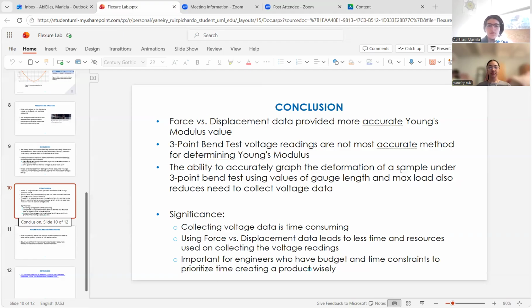This is significant because collecting voltage data is time consuming with the setup of the strain gauge and the wire and zeroing everything and making sure the voltmeter is in the correct units. If we were to just use force and displacement data instead, we'd spend less time and resources on finding our samples' Young's modulus. And this is important because often as engineers, when we're given projects and products to make, we have budget and time constraints. So it's important for us to be able to prioritize our time wisely to find information that we need as quickly as possible.